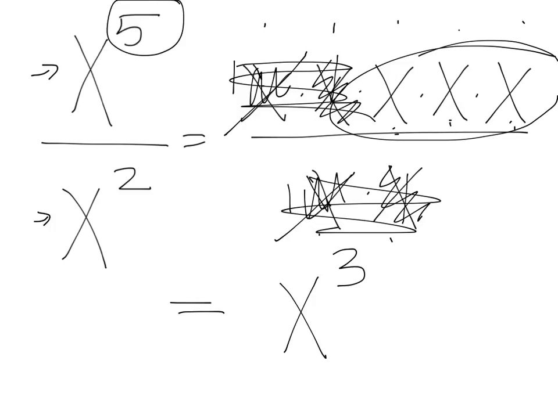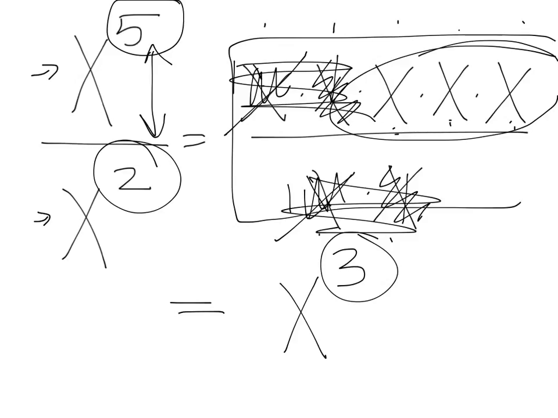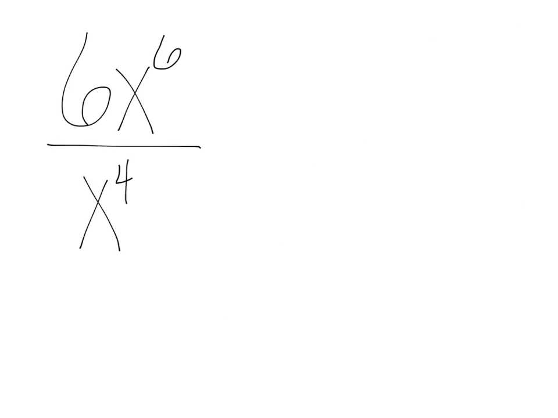Now look at this. What is 5 minus 2? It's 3. And so you don't have to go through this cancellation process to see what's left. You can simply take the exponents and subtract them. That's how the quotient rule works, all right?